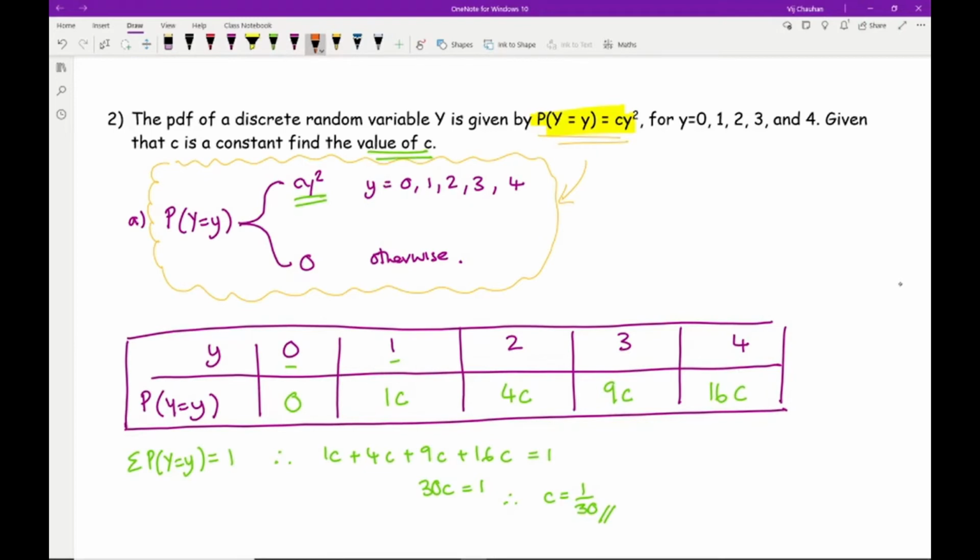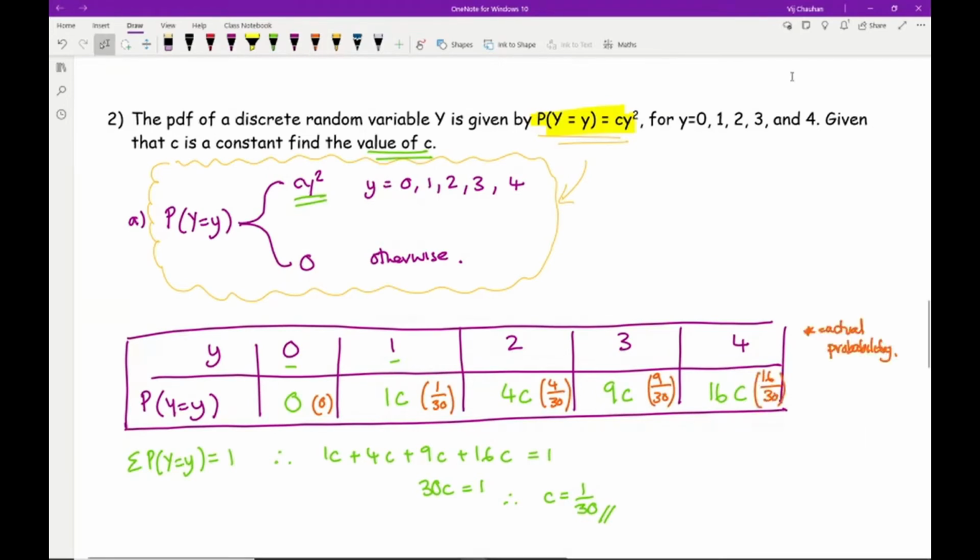So 0 stays the same, so let me just put that in brackets. This is therefore going to be 1 over 30. This is going to be 4 over 30. This is going to be 9 over 30. And this is going to be 16 over 30.